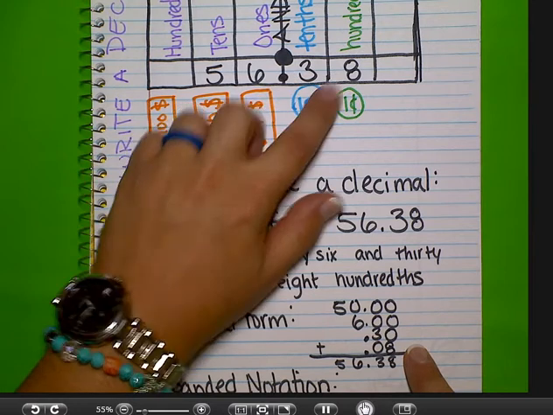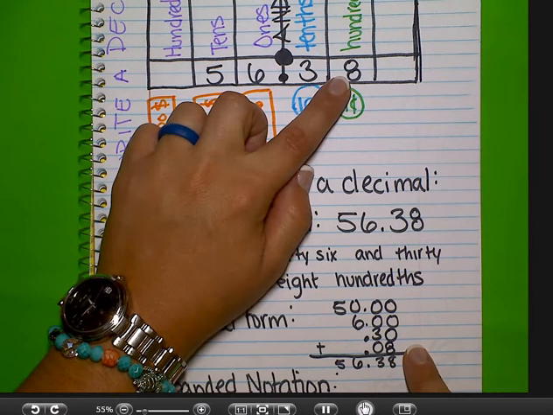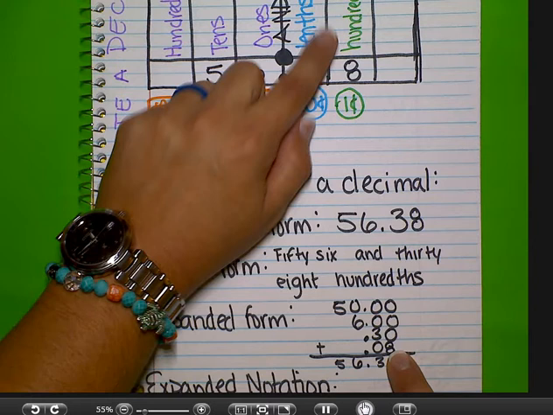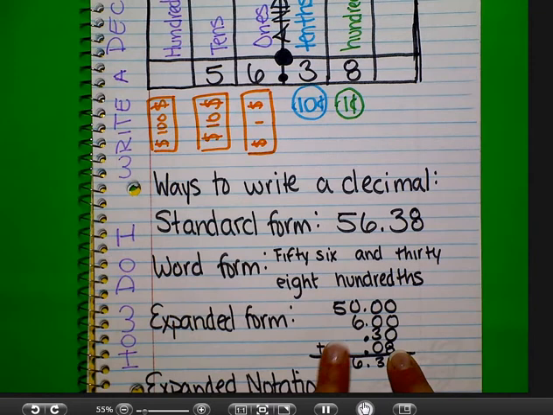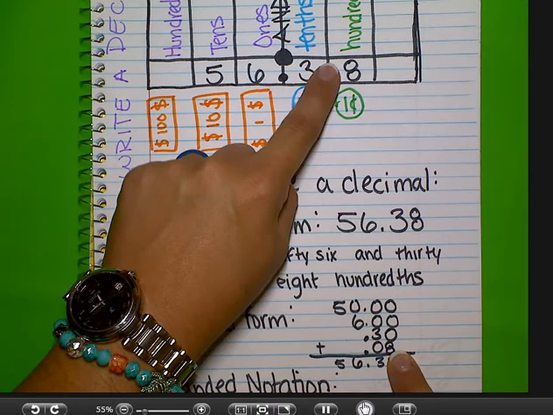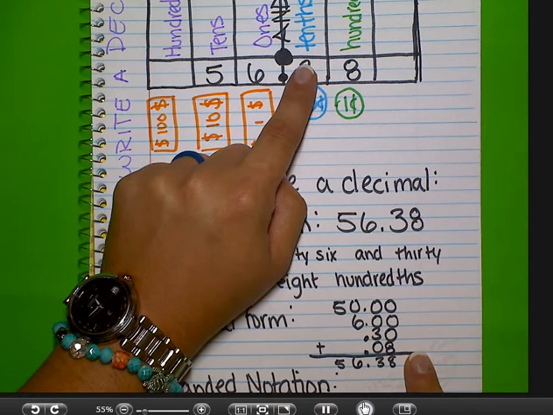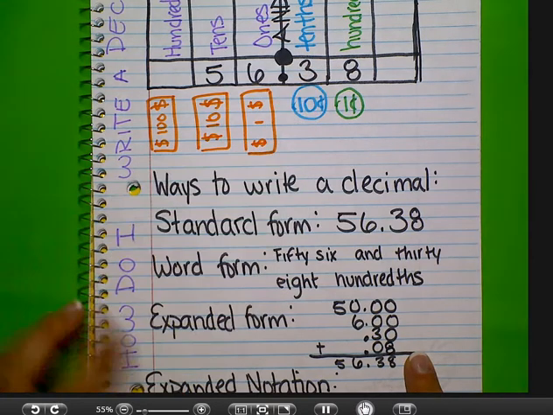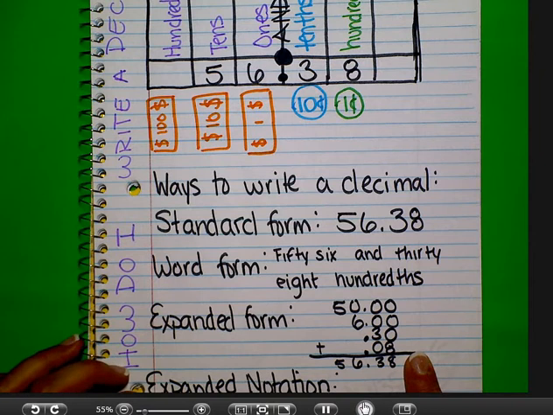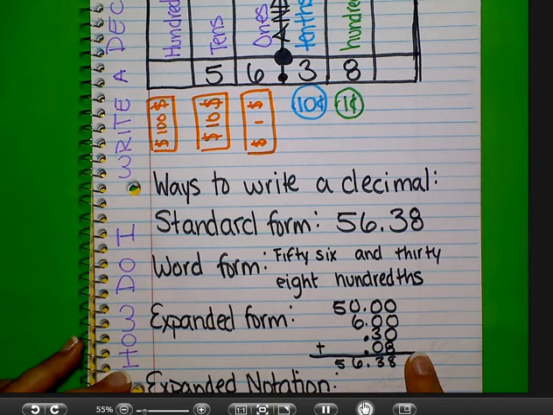Now, the 8 is also in here, and it is the 8 hundredths. Students can always look back to their place value chart that they made so that they will know which place to do it under. The last form is expanded notation. Expanded form and expanded notation are what students get tripped up on the most because they see it and they get confused.